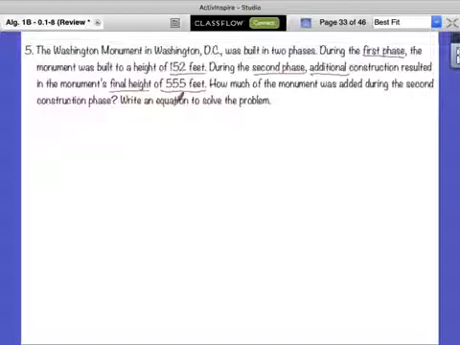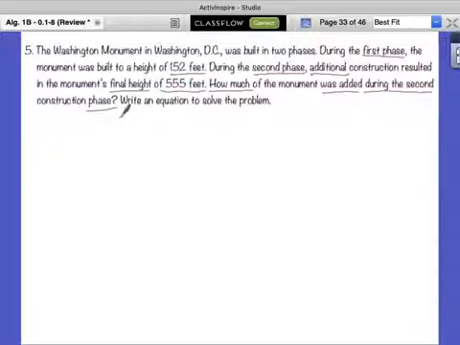Now, we're trying to figure out how much was added during the second construction phase, right? That might be important to know, okay? So how much was added during the second phase? That's probably pretty important, right? And it tells us to write an equation. Can anybody help me write an equation, especially now that we went through and underlined some key information, okay?